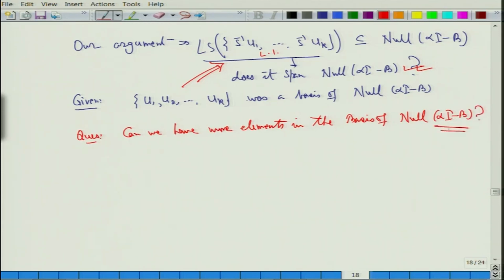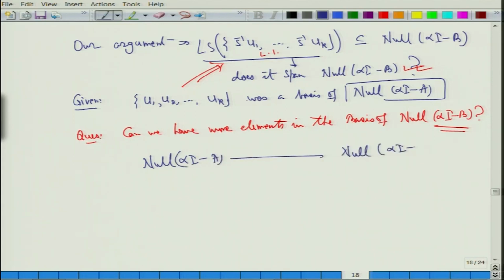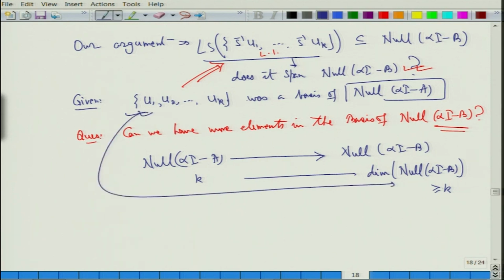All right. I wrote it wrongly here, it is alpha I minus A here. So from null space of alpha I minus A, I went to null space of alpha I minus B. So from K I got something. What we have shown is that the dimension of null space of alpha I minus B is greater than or equal to K.